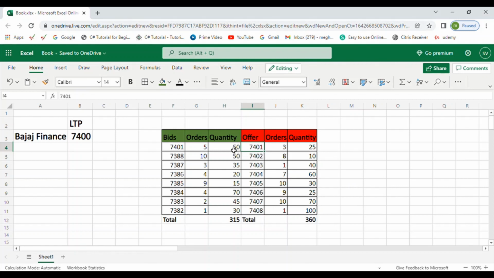But see here, all the quantity won't be executed because buyers need 50 quantity of Bajaj Finance share at 7,401 rupees, but there are only 25 quantity of Bajaj Finance share available at 7,401 rupees. Now only 25 quantity will be executed. So as a transaction happened, which means a trade happened, that means the last traded price would be 7,401. Now the Bajaj Finance share price has increased because a trade actually happened.